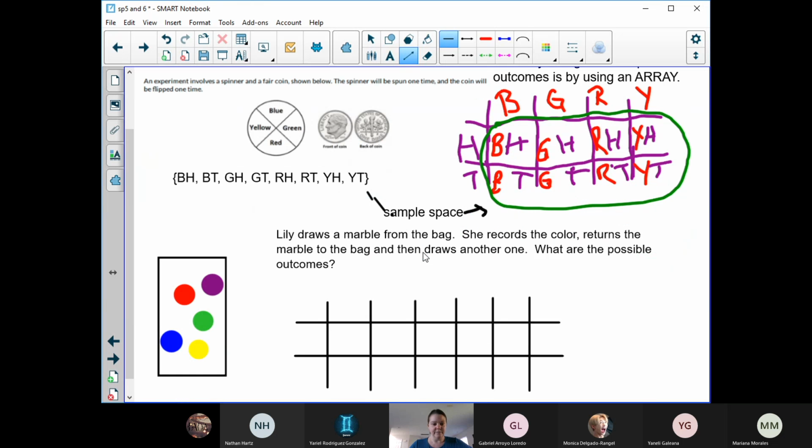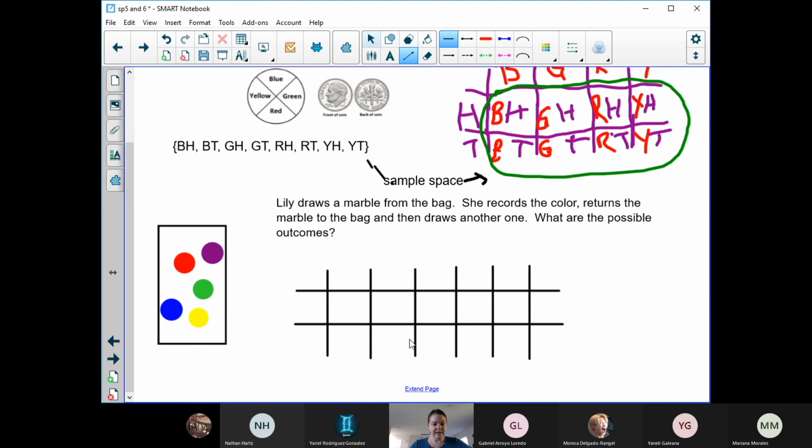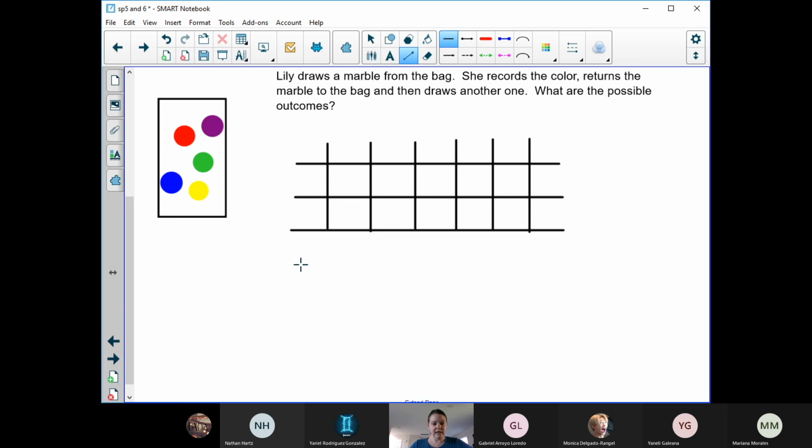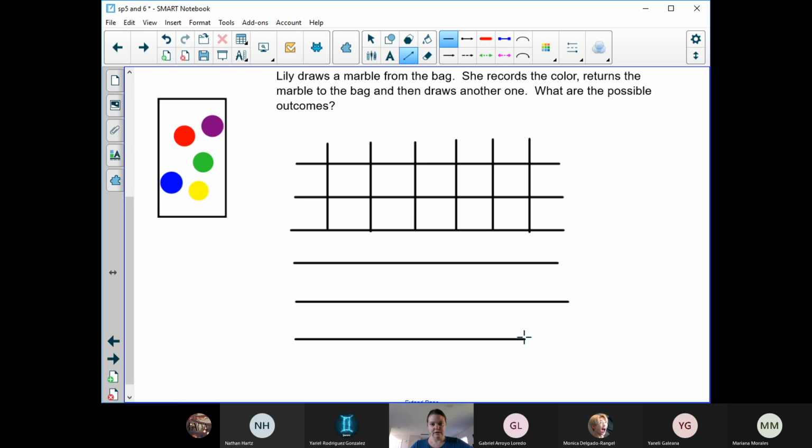All right, let's look at another example then. I just realized I don't have enough lines on here. So Lily draws a marble from a bag. She records the color, returns the marble to the bag, and then draws another one. What are all the possible outcomes? Let me fix my array here because I did not make it big enough.